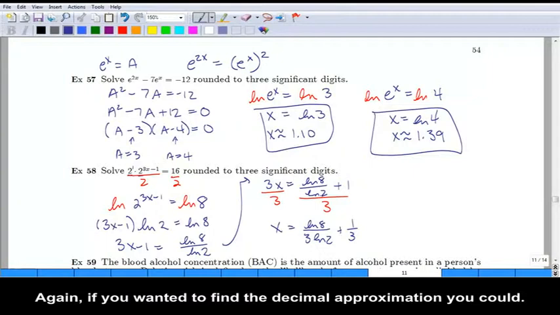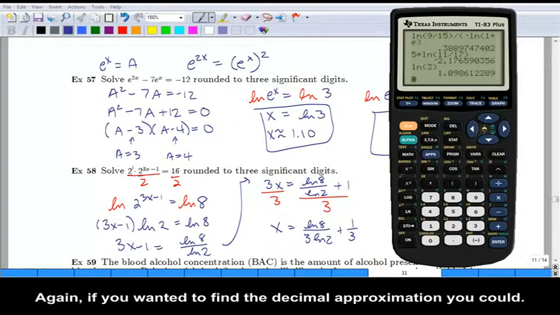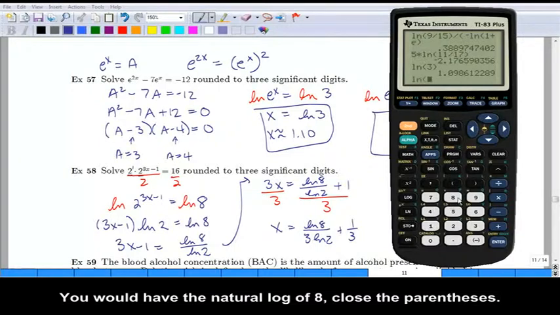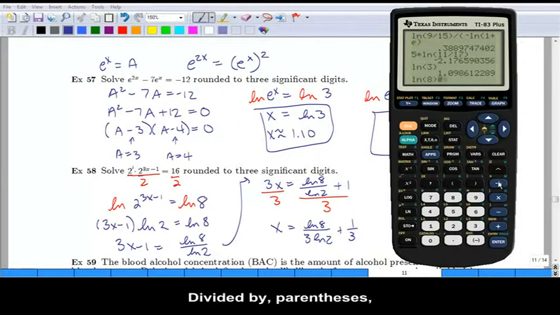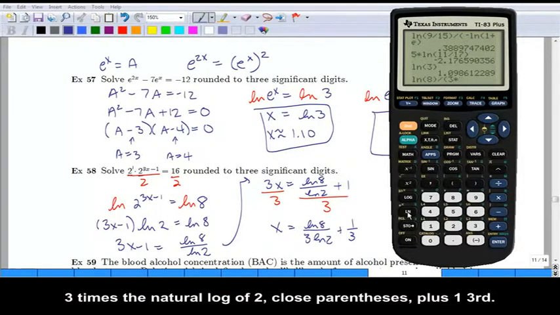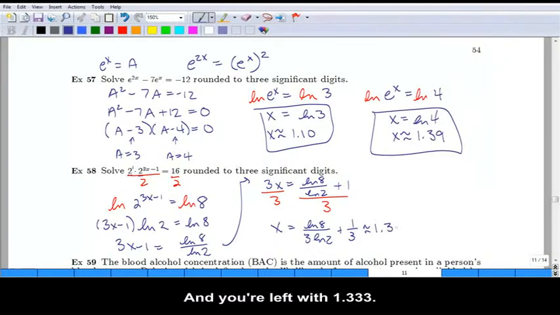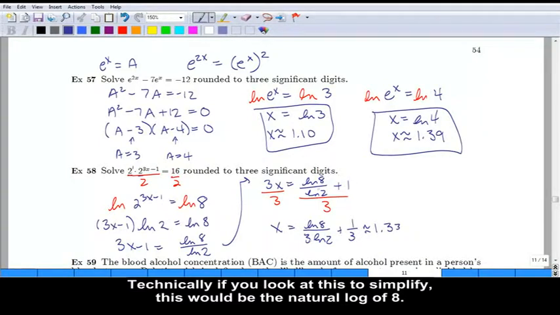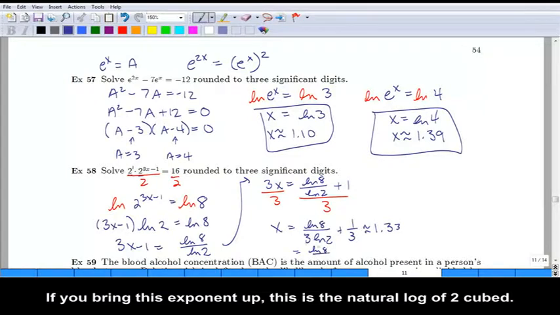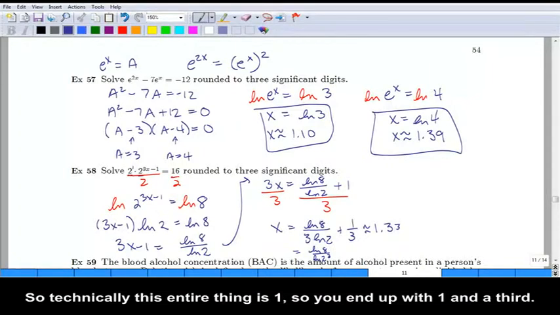Again, if you wanted to find the decimal approximation, you could. You would have the natural log of 8, close the parentheses, divided by parentheses 3 times the natural log of 2, close parentheses, plus 1/3. And you're left with 1.333. Technically, if you look at this to simplify, this would be the natural log of 8. If you bring this exponent up, this is the natural log of 2 cubed. 2 cubed is 8. So technically, this entire thing is 1. So you end up with 1 1/3.